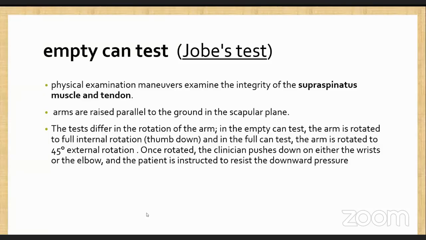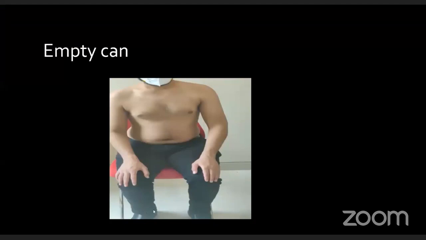Now another test which we are looking for is an empty can test. Rather than running through the test, I will just show you how it is being done. So this is one of our DNV students demonstrating this empty can test. Let's see it.